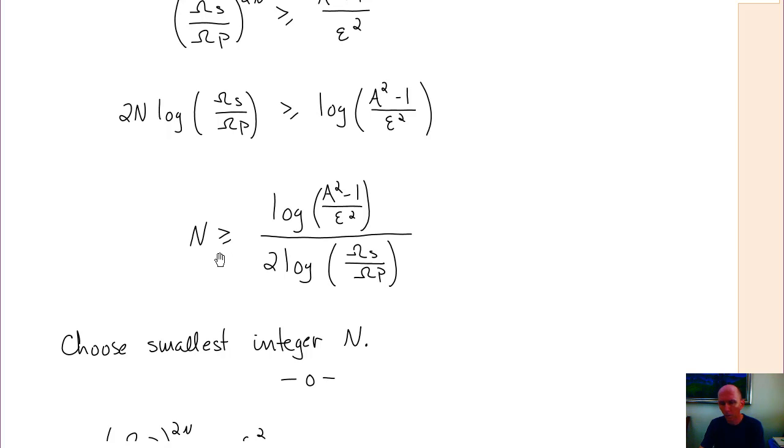Generally, we don't want to use an order greater than necessary. If we meet the specifications, good. And so we just usually use the smallest integer greater than this number here.